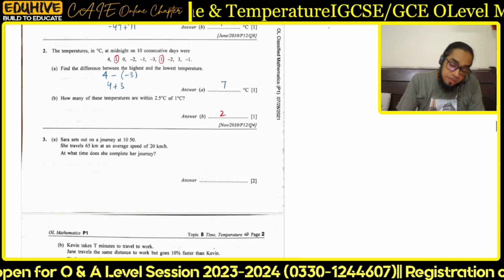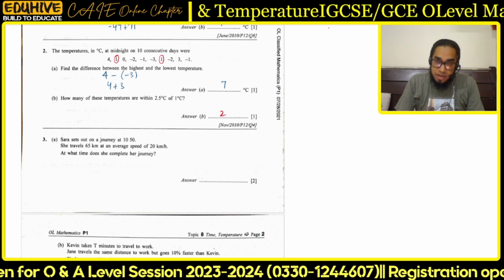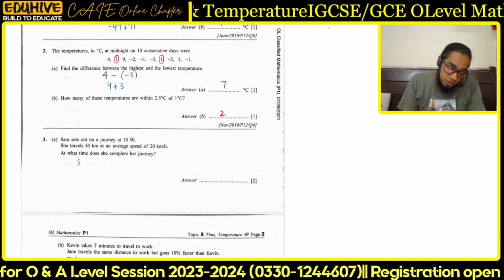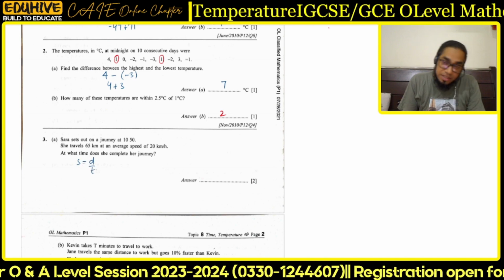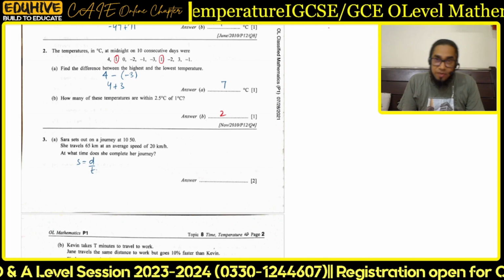So it is quite simple, we have discussed the rate, that is, speed, distance, time, we have studied. So I'm just going to calculate speed equal to distance upon time, the exact time she would take to cover the 65 kilometers.